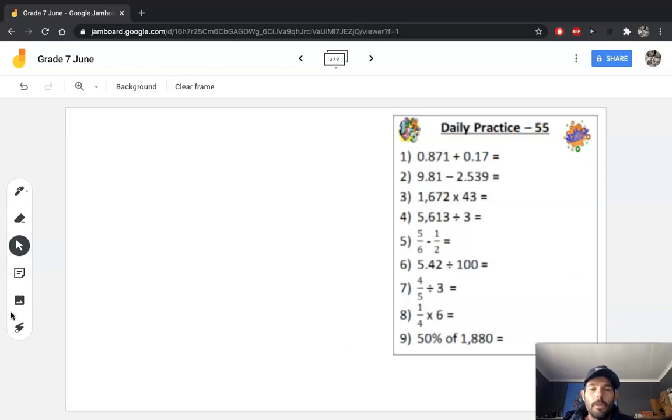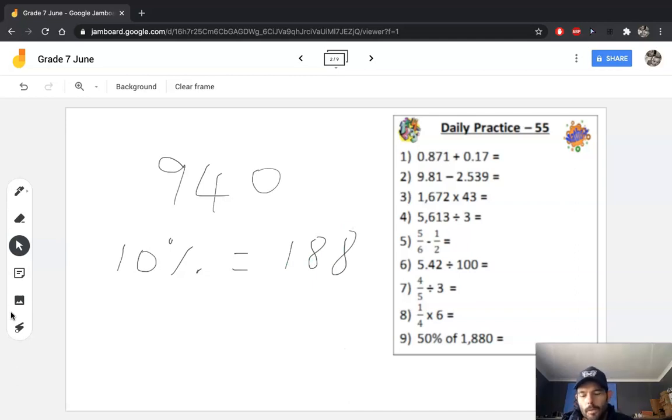Question 9, 50% of 1,880 is just 1,880 divided by 2, because 50% is a half. Okay, and to work out 1,880 halved, I would go 1,800 halved is 900, and then 80 halved is 40. So it gives you 940. You could have said, what's 10%? 10% is equal to 188. I just divide by 10. Then to get 50%, I obviously just multiply 188 by 5. And again, that's going to give you 940.